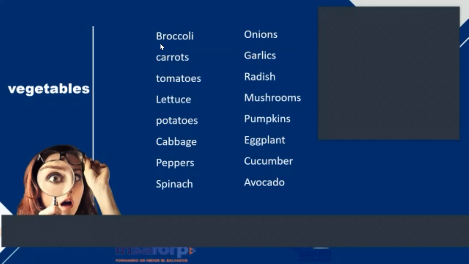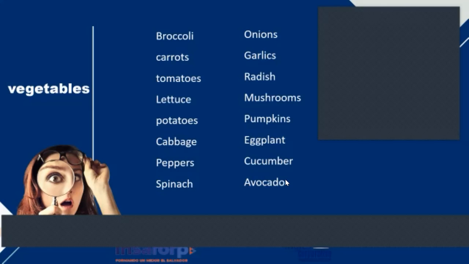So, let's see. It's a new word here for you. What's the meaning of radish, for example? Rábano, yes. Mushrooms. Hongos. Lettuce. Lechuga. Eggplant. Espinaca. Huevos. Eggplant. No. It's purple. Berenjena. Yes. Berenjena. What about this one?